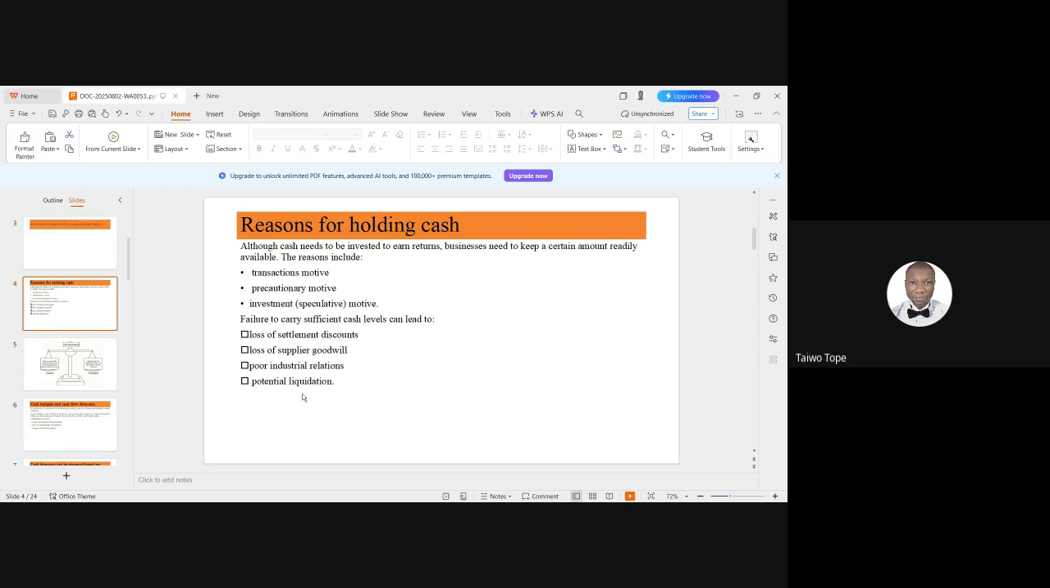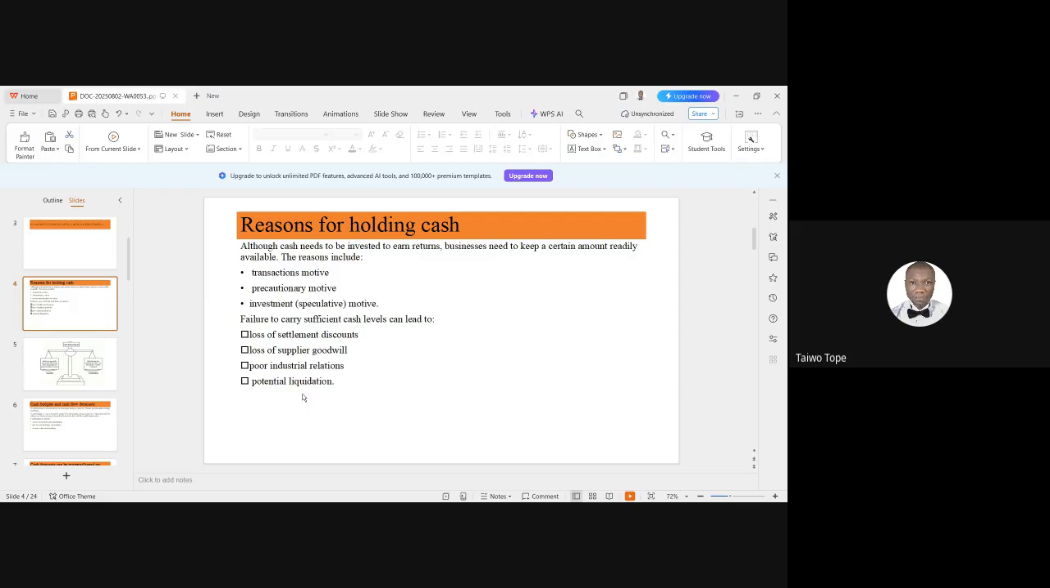So this will lead us to talk about cash management models. There are models that we use to determine the amount of cash we should hold at a time, to know if we are going beyond a particular limit or if we are going below a particular limit. So there are models that have been put together by some financial management analysts as part of a study for us to look into, which we are going to look at.